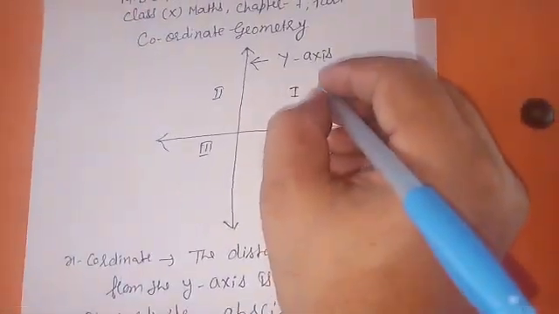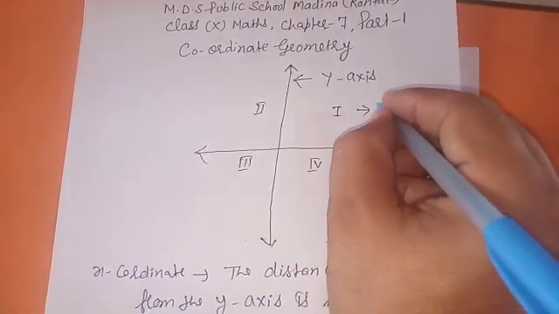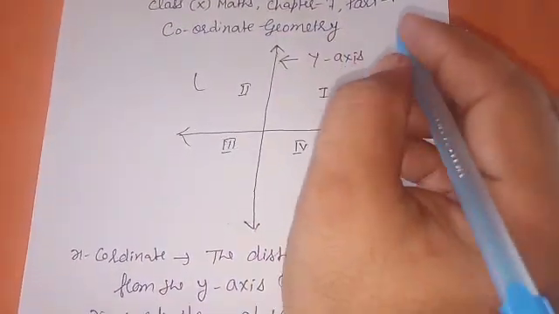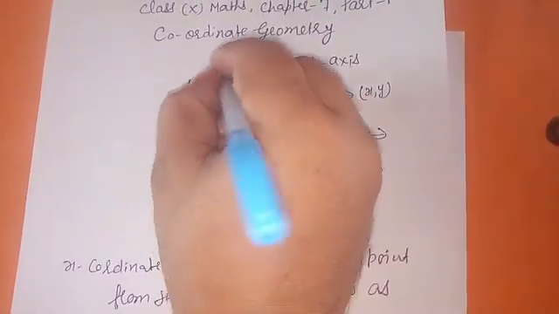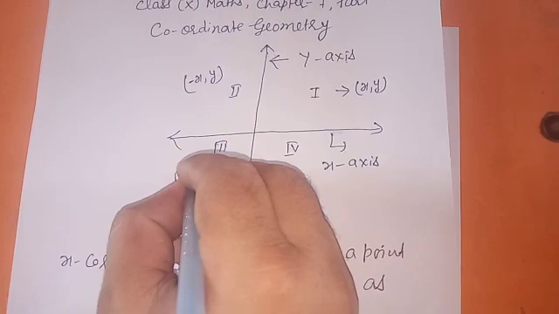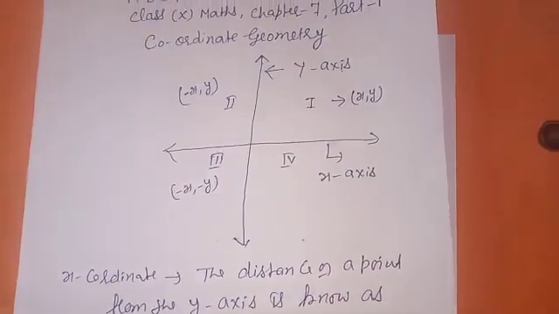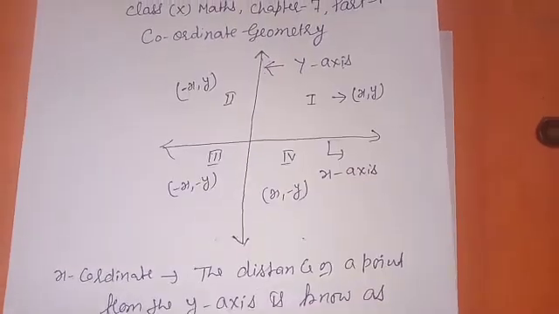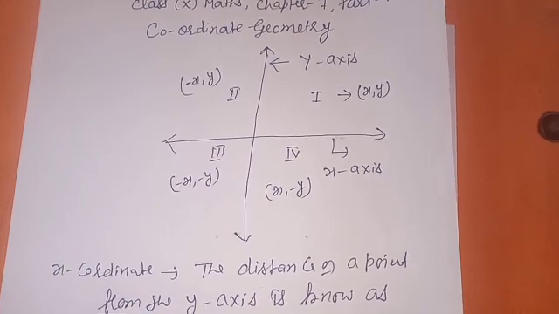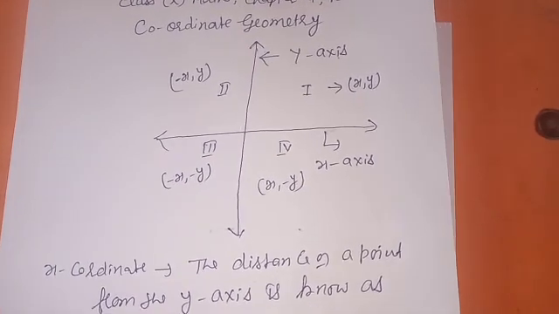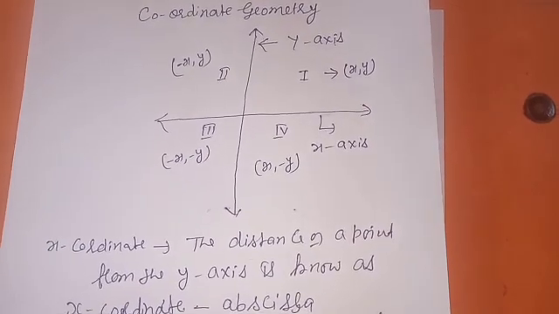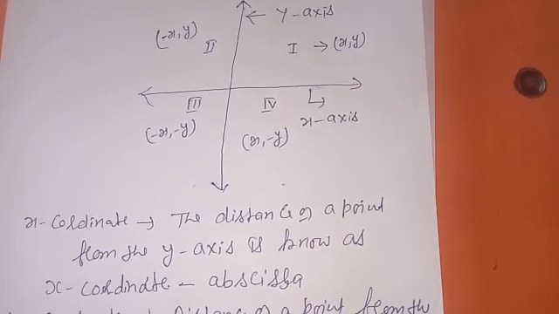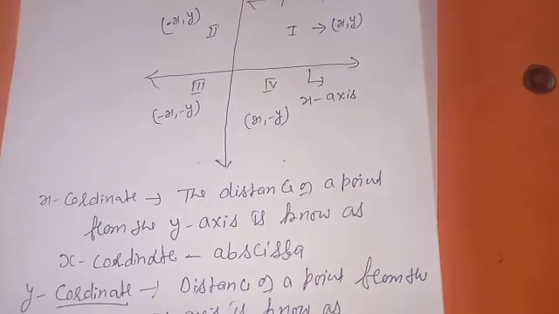Like this, as you know, in the first quadrant both x and y are positive. In the second quadrant, x is negative, y is positive. In the third quadrant, both are negative. In the fourth quadrant, x is positive and y is negative. Understood this? From your previous classes, you know how to represent these coordinates on the axis. Easily you know.